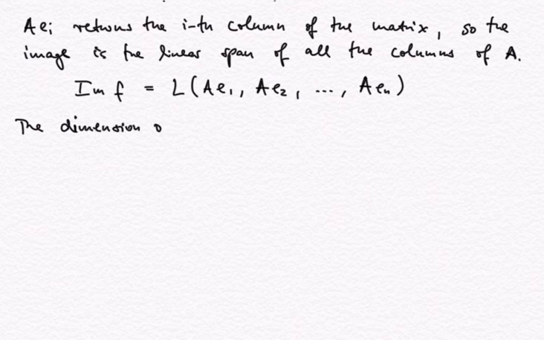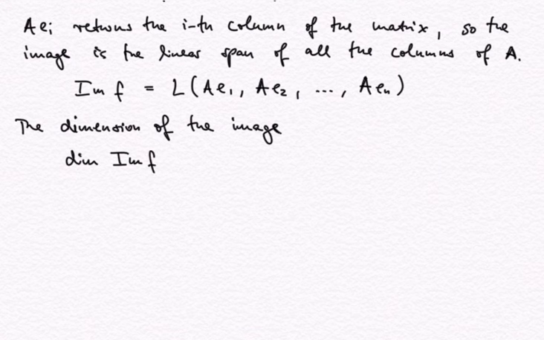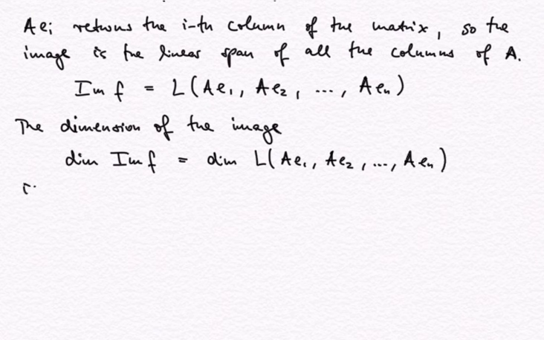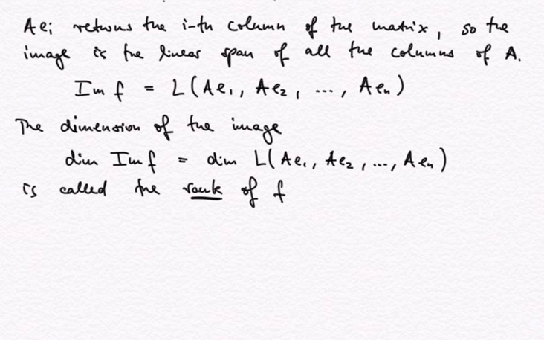The dimension of the image: remember from the last video that the dimension of a vector space, we have not strictly verified that the image is a vector space, you can do this, is given by the number of the basis vectors. The dimension of the image, which is the dimension of the linear span, is called the rank of F, and thereby also of A, of the matrix.